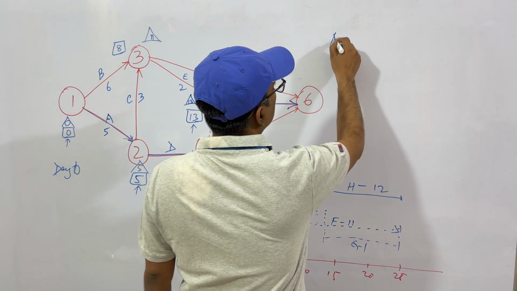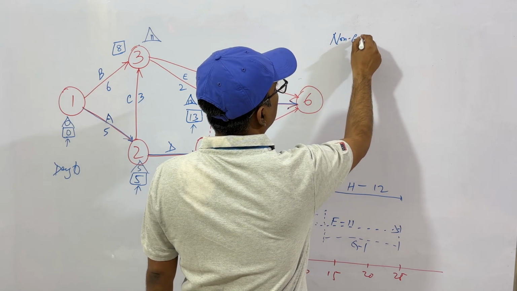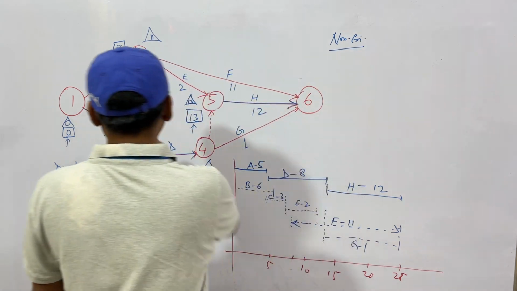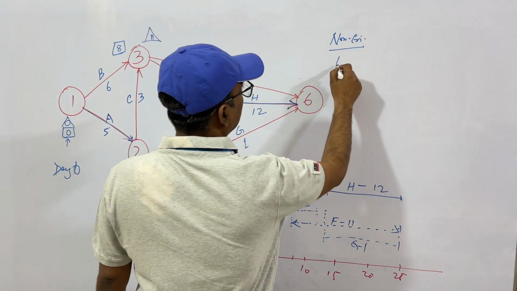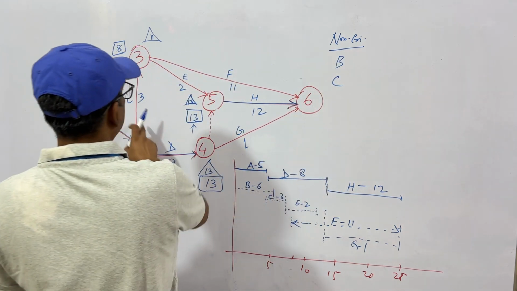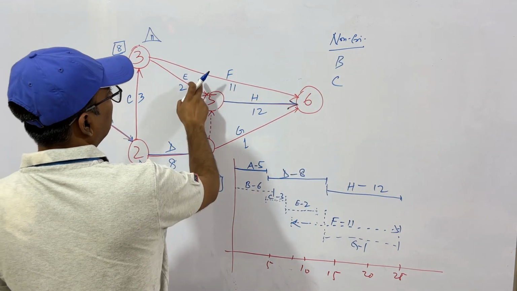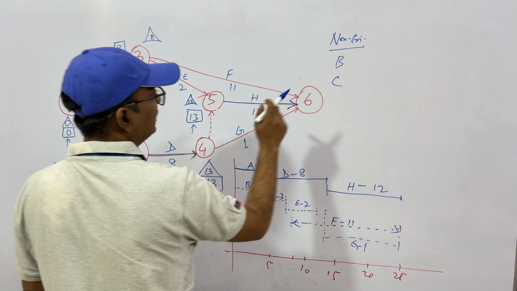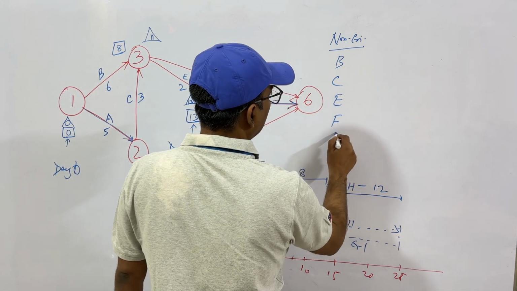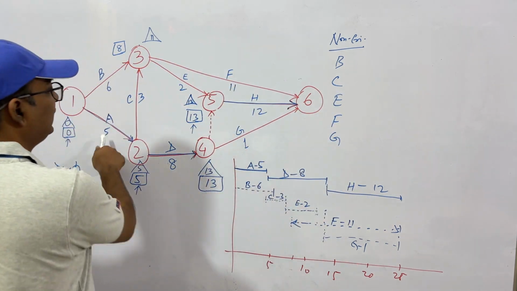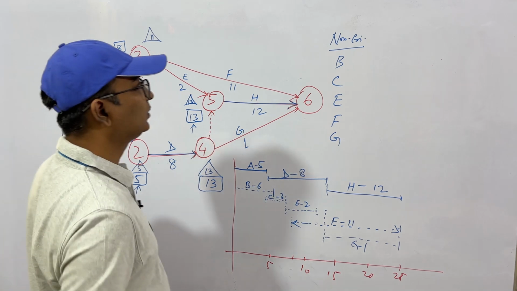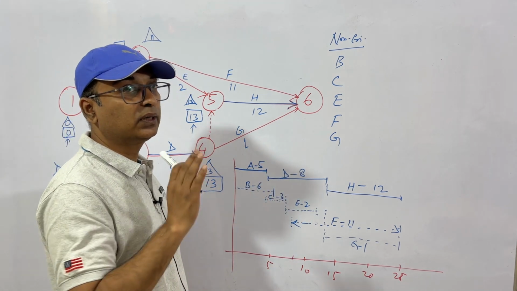We define it for non-critical activities. What are the non-critical activities? B, C, I'm writing B, C, then D is critical. So E, F, G. These are non-critical activities. But our A, D and H are critical. So we have floats for non-critical activities.